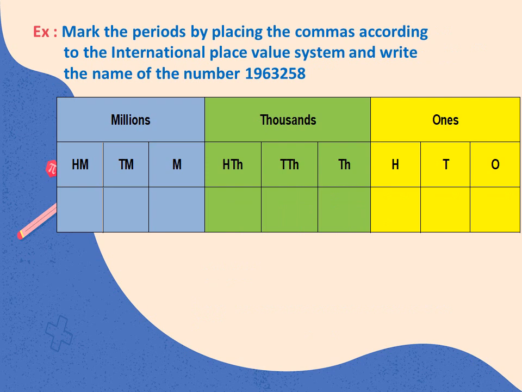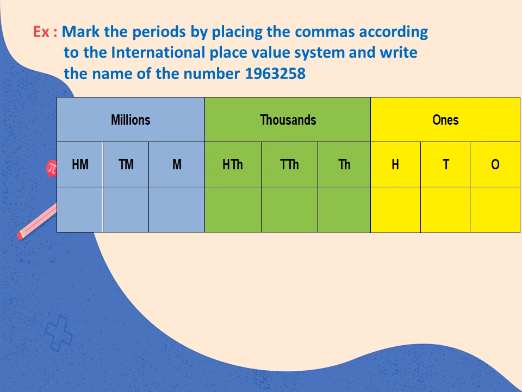Next example, mark the periods by placing the commas according to the International Place Value System and write the name of the number 1963258. Here I have already drawn the International Place Value chart. As I explained before, it has three periods, those are ones, thousands and millions. The column in yellow color is the ones period. The column in green color is the thousands period. The column in blue color is the millions period.